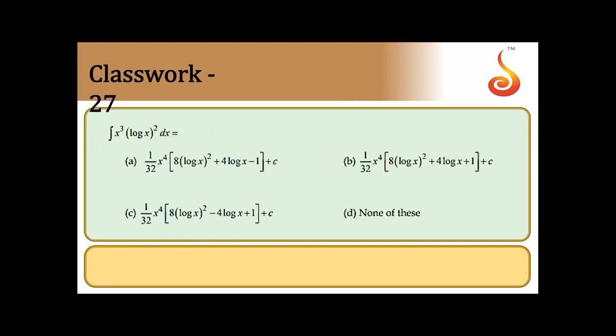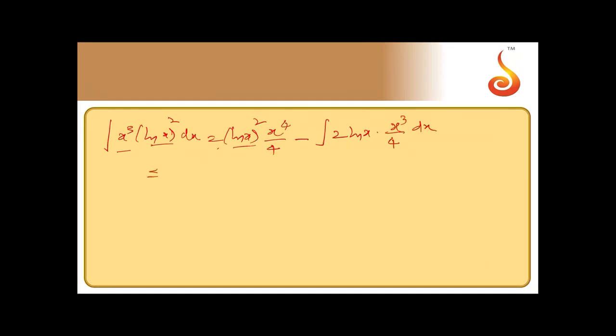Yes, 27. Integral x cube into (log x) taken whole square dx. You can use by parts over here. First function is (log x) taken whole square, integral of x cube is x power 4 by 4, minus integral of the derivative of (log x) square, which is 2 log x into 1 by x, times x power 4 by 4 dx. When x gets cancelled, we get x cube by 4 into dx.